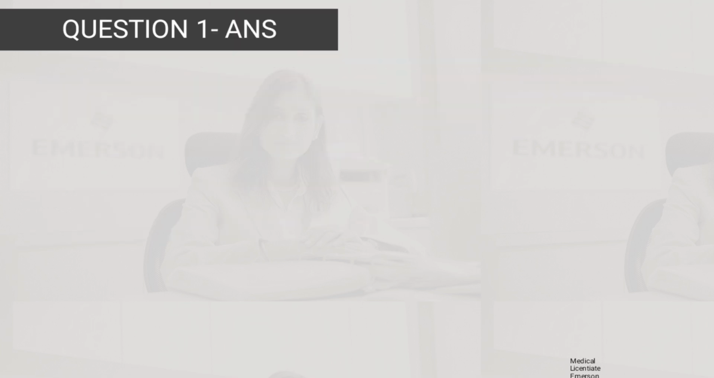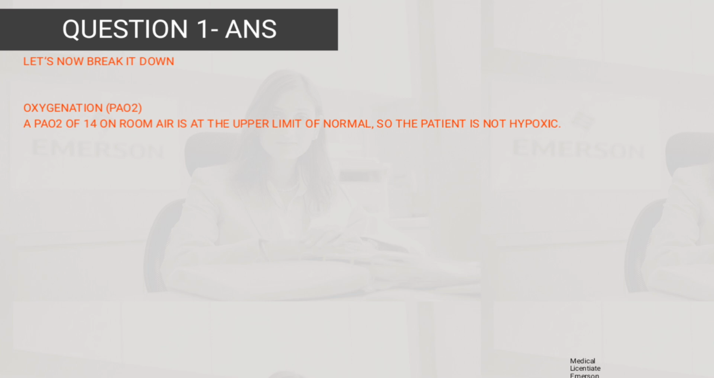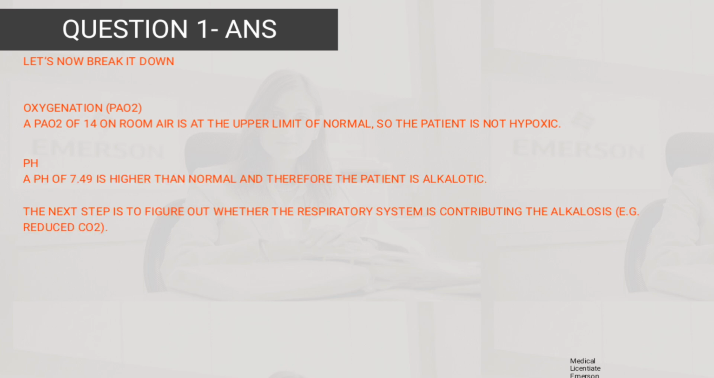So let's break them down. So the partial pressure of oxygen, which is oxygenation, was 14 on room air, which was at the upper limit of normal. So the patient is not hypoxic, but you can say there is at least some hyperventilation going on. Okay, then the pH was 7.49, and it was higher than normal, and therefore the patient is alkalotic.